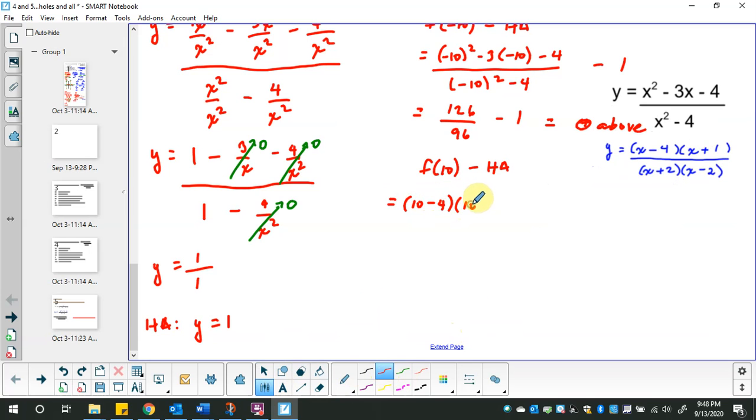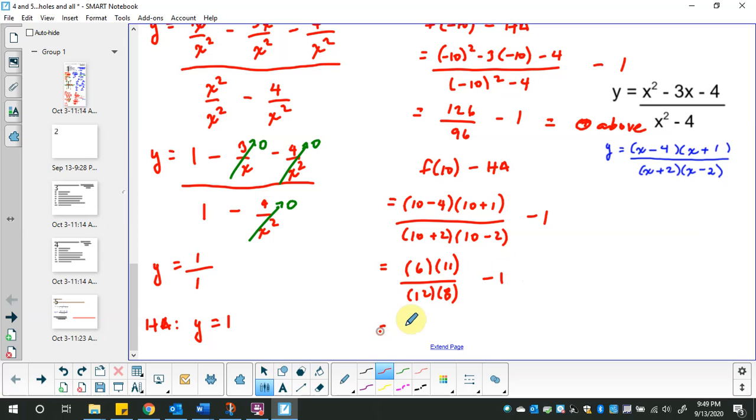And you can decide which you like best, because assuming everything is correct, we should get the same answer regardless of where we substitute. So that's 6 times 11 over 12 times 8 minus 1. So 66 over 96 minus 1. 66 over 96 is less than 1. Subtract 1 is a negative answer, so that's below.